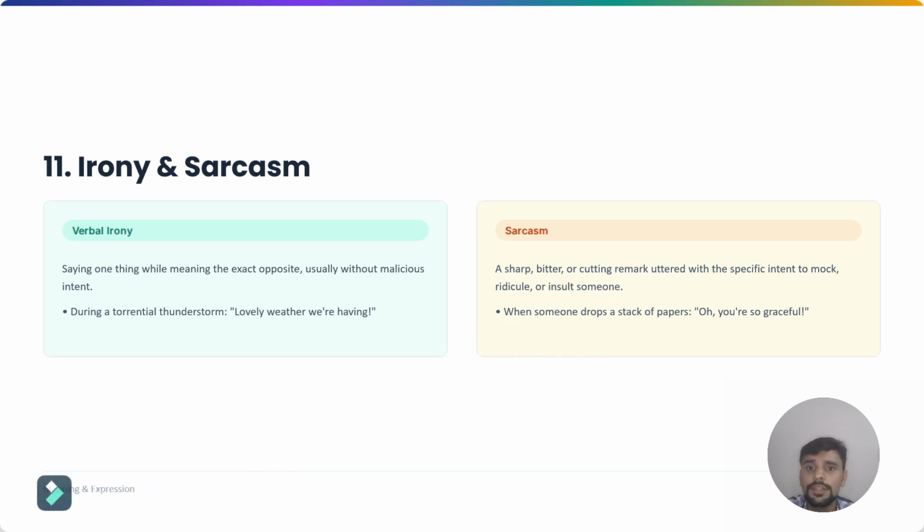Sarcasm can use a similar mechanism, but it is generally sharper and more cutting. Imagine someone drops a huge pile of papers. Another person says, "Oh, you are so graceful." The speaker obviously does not mean that the person was graceful. The purpose is to mock or ridicule. Not all irony is sarcastic. Irony can simply create contrast. Sarcasm usually has an element of mockery, ridicule, or sharpness.